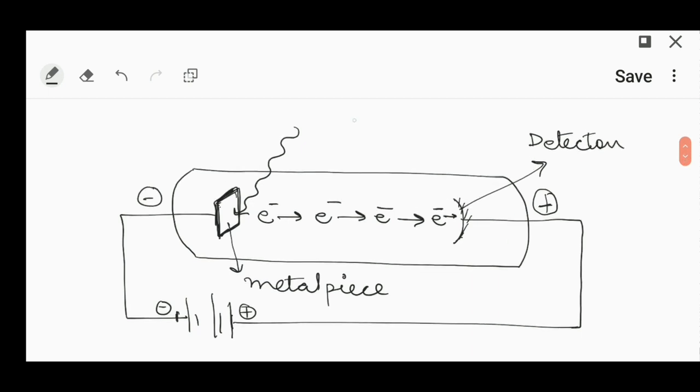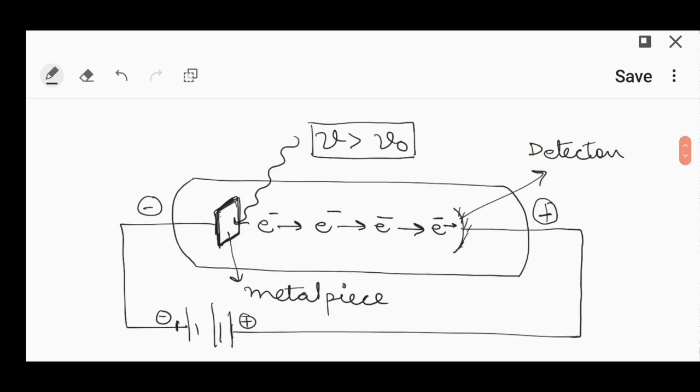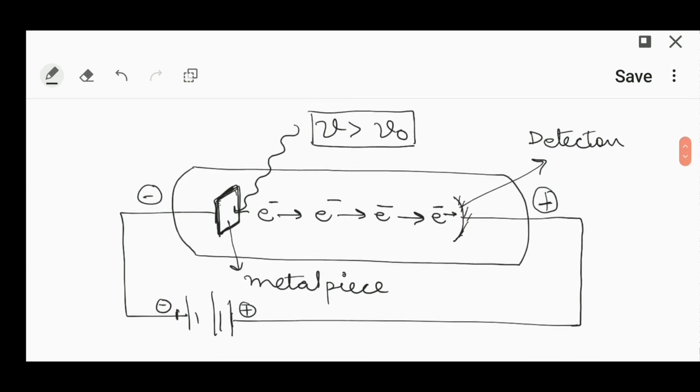What is the meaning of suitable frequency? Its frequency should be greater than the threshold frequency. This nu is the frequency of incident radiation and this nu naught is the threshold frequency. I will teach you later what this threshold frequency is. Okay, this is the photoelectric effect.